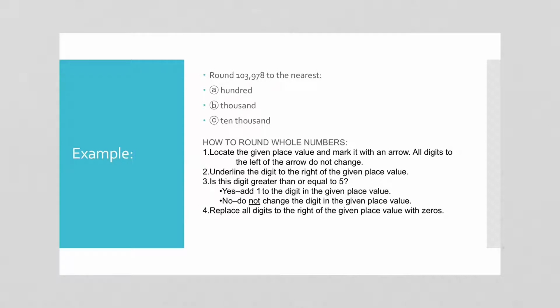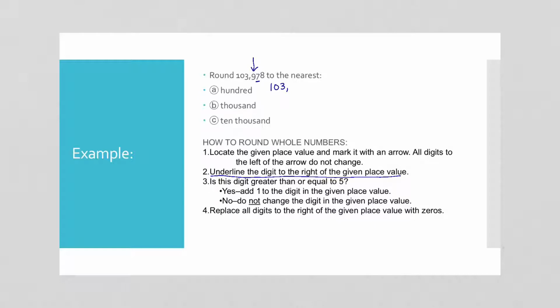Okay, so on this page, we're going to round 103,978 to the nearest, on part A, the nearest 100. So according to these rules, and I've copied the rules and put them on this page as well, step 1 says locate the given place value and mark it with an arrow. So the hundreds place is right here. All digits to the left of the arrow do not change, so I know I'm going to have that for sure. Now, then it says underline the digit to the right of the given place value. So I'm going to underline this 7 here.